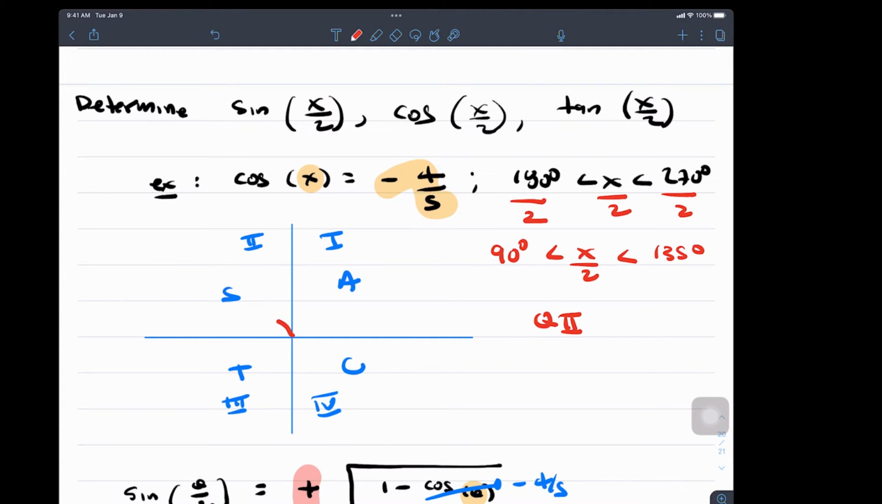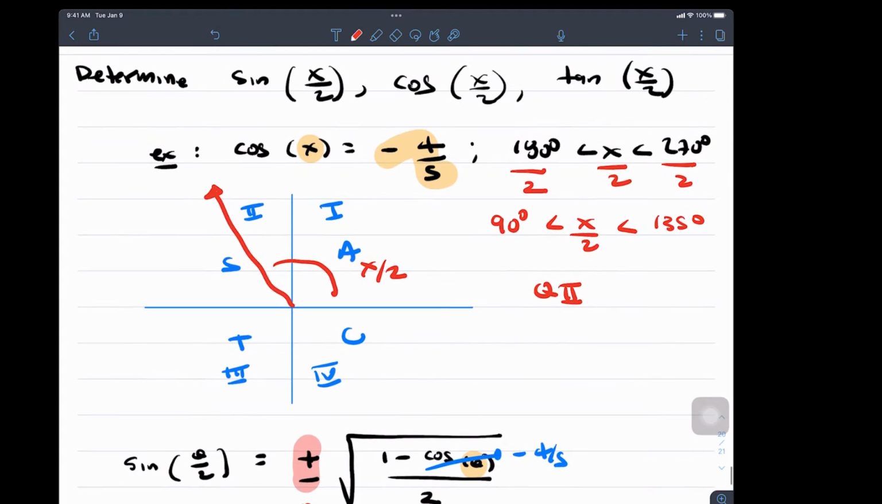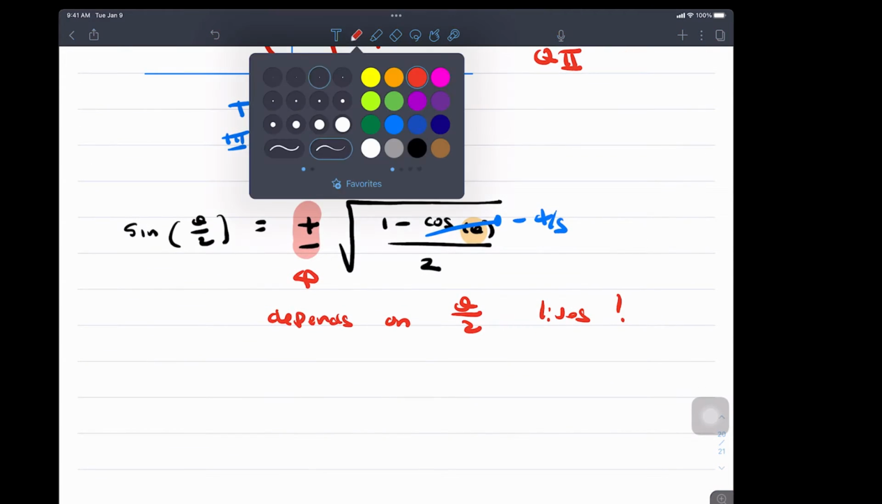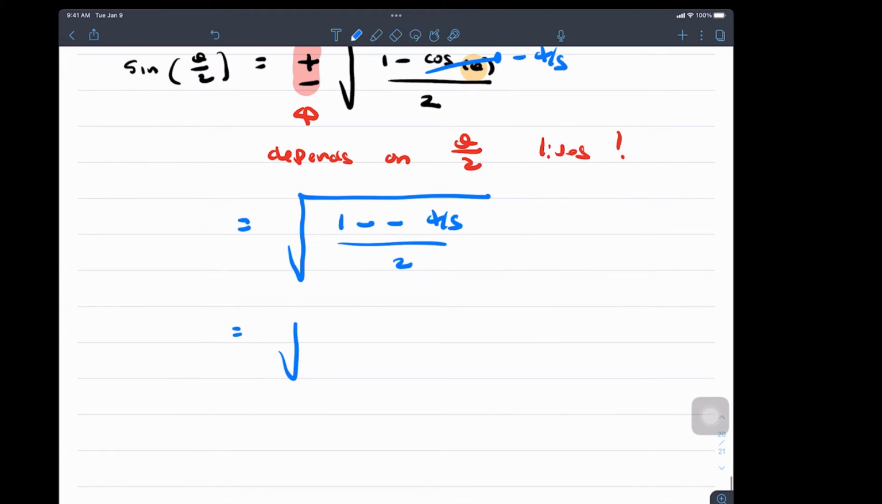So in quadrant 2, what do we know? This is where the half angle lives. We know sine is what? Is positive, is that right? So sine is positive in quadrant 2. So just put now the positive relationship, 1 minus negative 4/5 over 2. Is that right? Which is 1 plus 4/5 over 2.